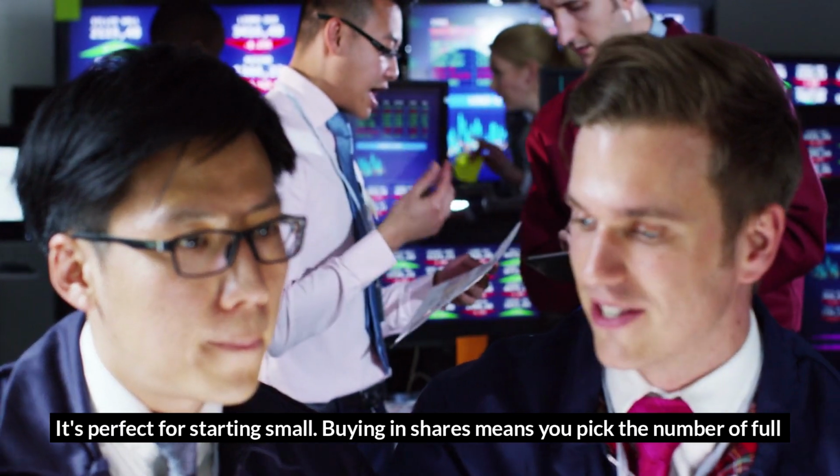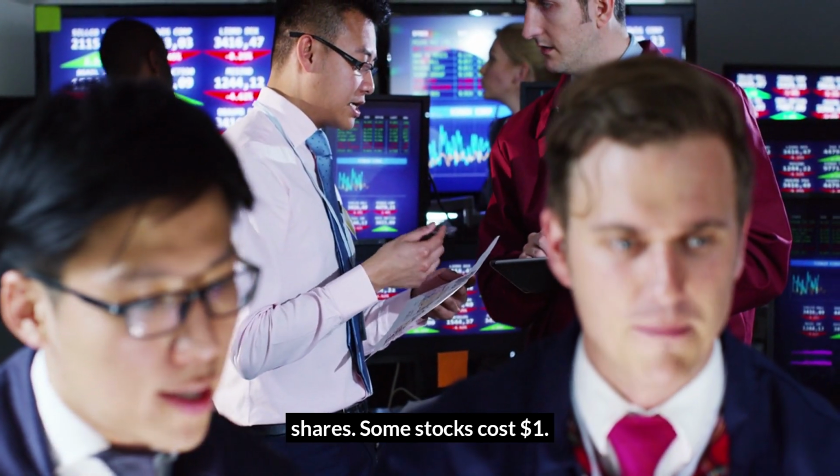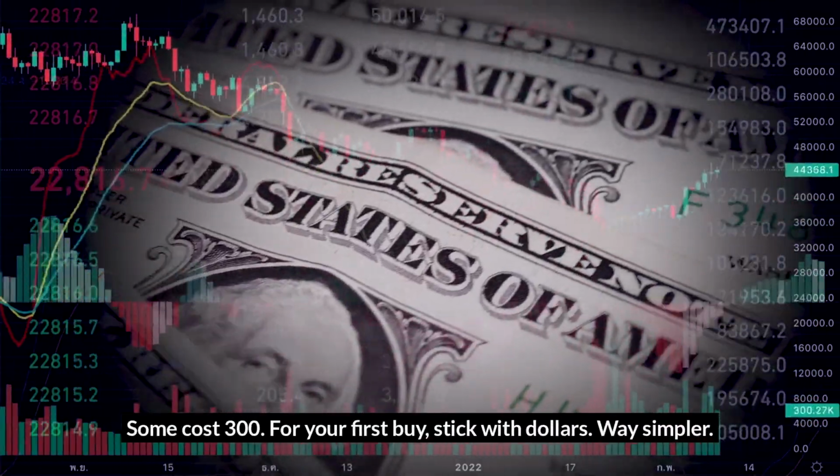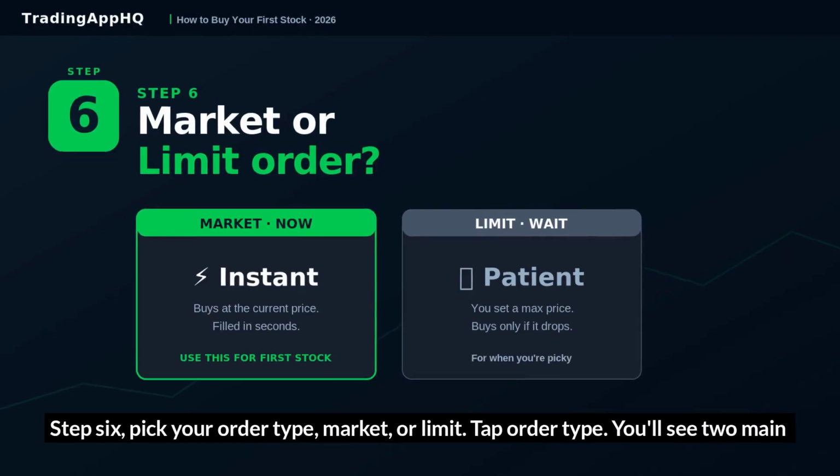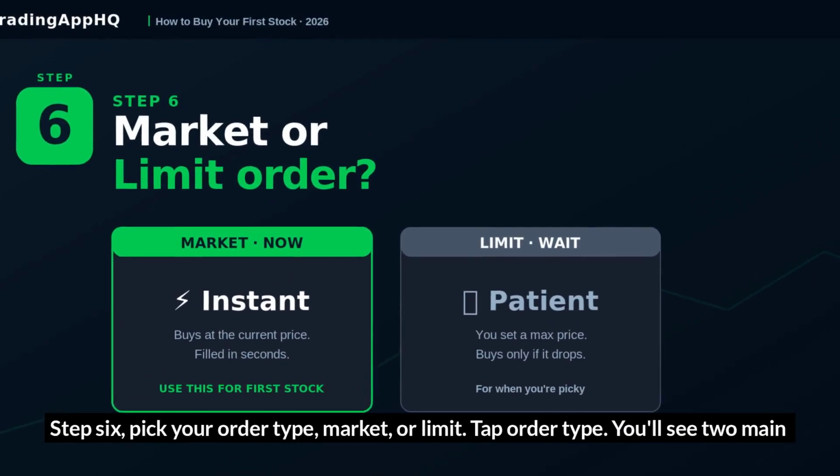Buying in shares means you pick the number of full shares. Some stocks cost $1, some cost $300. For your first buy, stick with dollars. Way simpler.